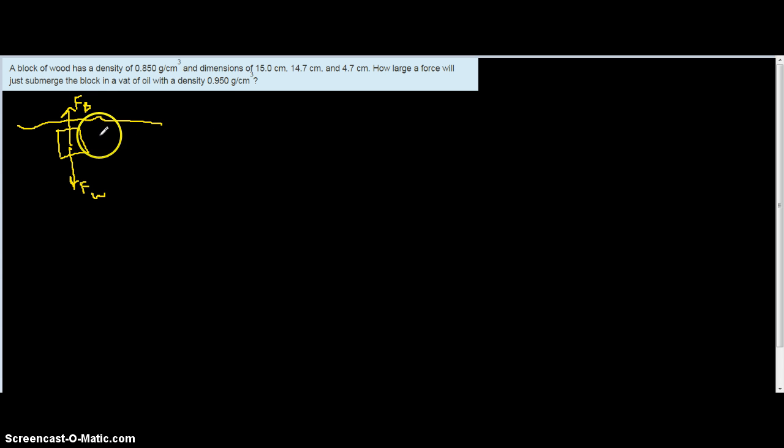So the forces we have: it's not moving, it's in static equilibrium. So we have the buoyant force equal to the weight of the object. What things do we know? We know the density of the wood is 0.85. That's the wood. The density of the oil is 0.95.